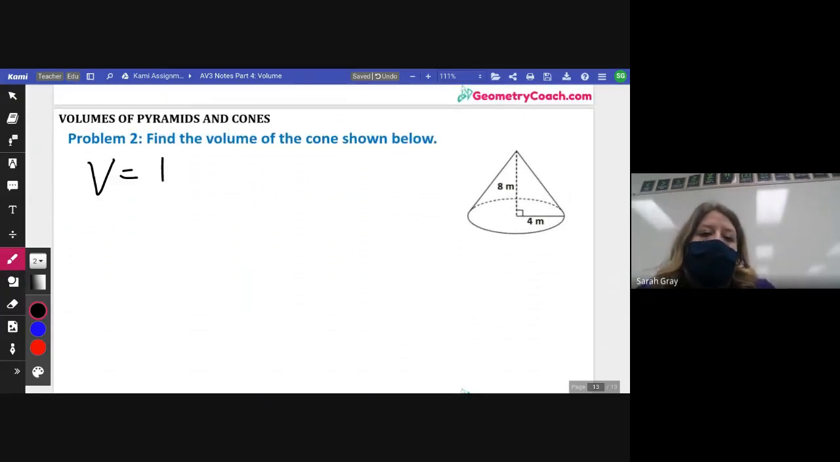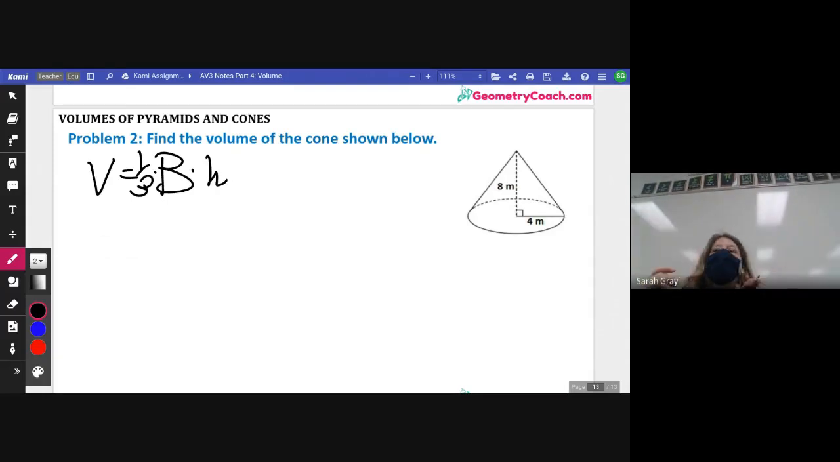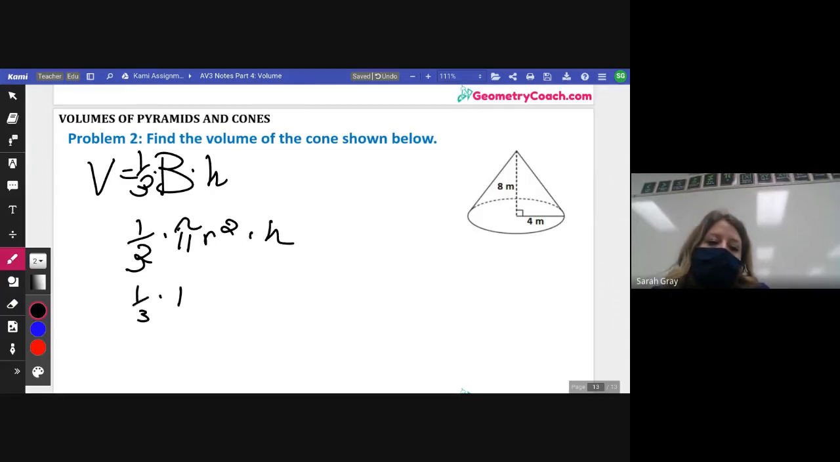All right, volume with area of the base. 1/3 area of the base times the height. Because we're coming to a point. So 1/3 pi r squared. 1/3 times pi times 4 squared times 8. Okay, somebody's going to multiply that for me because obviously I can't multiply this early in the morning. 16 times 8 times 1/3.